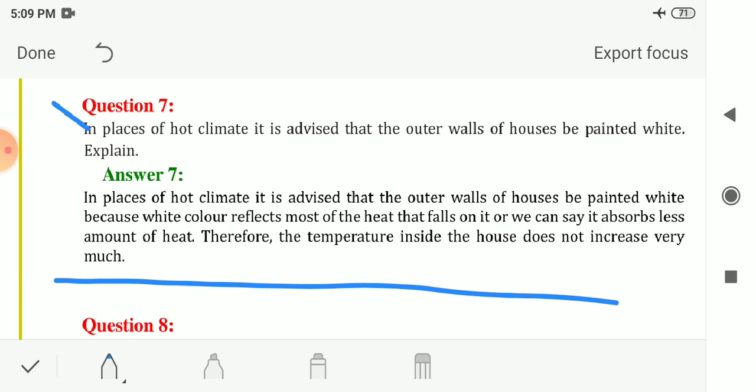So therefore the temperature inside the house does not increase very much because of the hot climate, so it is advised in places of hot climate that the outer walls of the house be painted white.